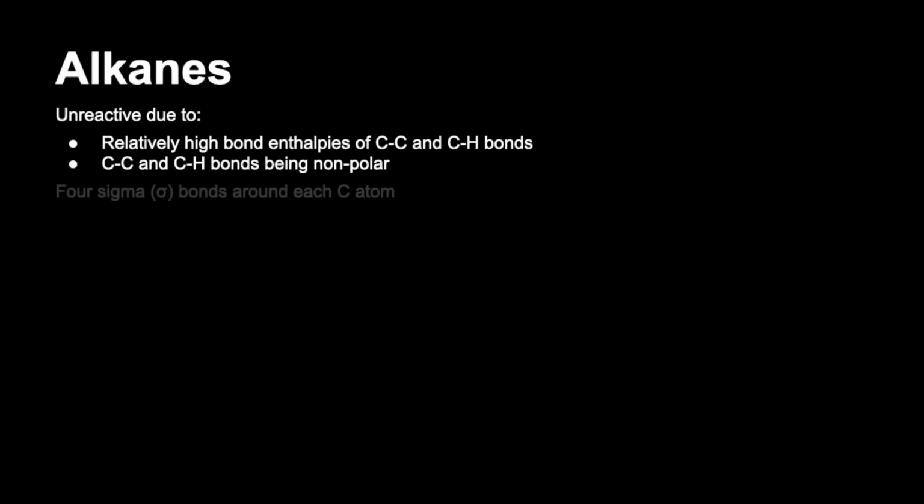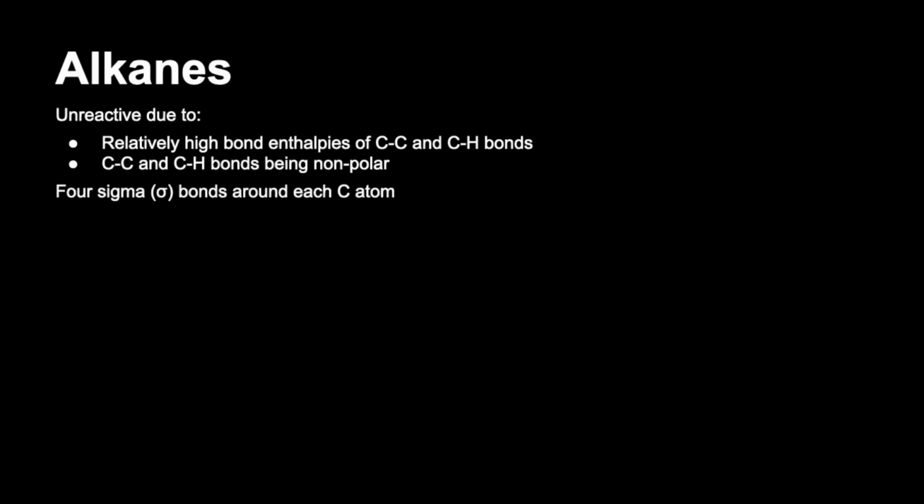So we'll move on to the organic topics now, and we'll start with the alkanes. Alkanes are unreactive due to the relatively high bond enthalpies of the bonds. So we've got C-C single and C-H bonds in an alkane. Also, the C-C single and C-H bonds are classed as non-polar. Obviously, C-C bonds are non-polar, and C-H bonds are classed as non-polar because the electronegativity difference is so low.